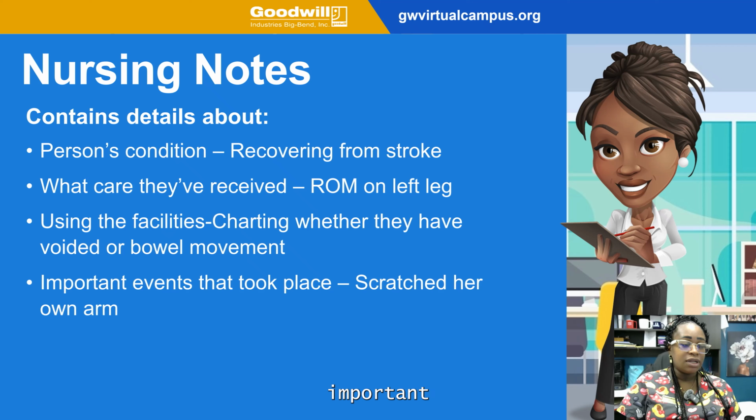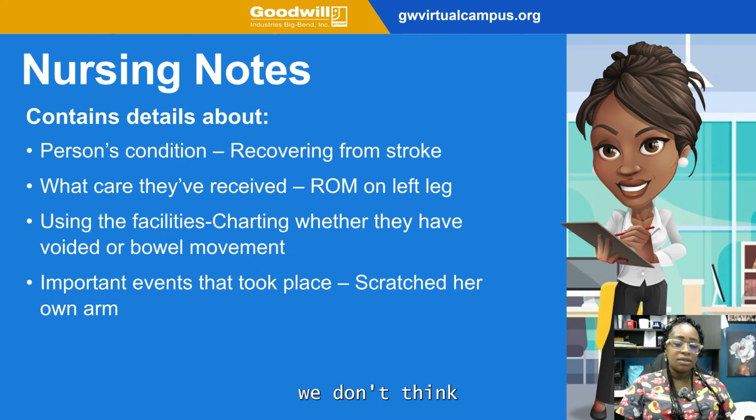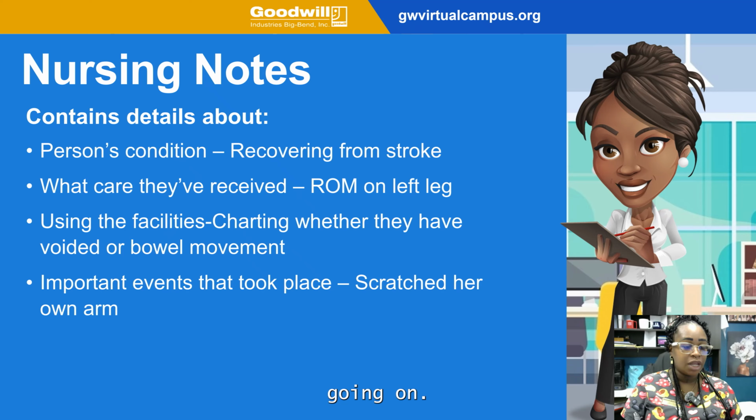And it's important events that took place, such as she scratched herself down her arm or she hit her leg. That's something we want to know so we don't think that somebody is doing something. It's charted, it's noted, and everybody knows what's going on. They could be a fall risk and we're thinking something else. So if it's in the notes, then we can go ahead and look over it and see what exactly happened instead of assuming.